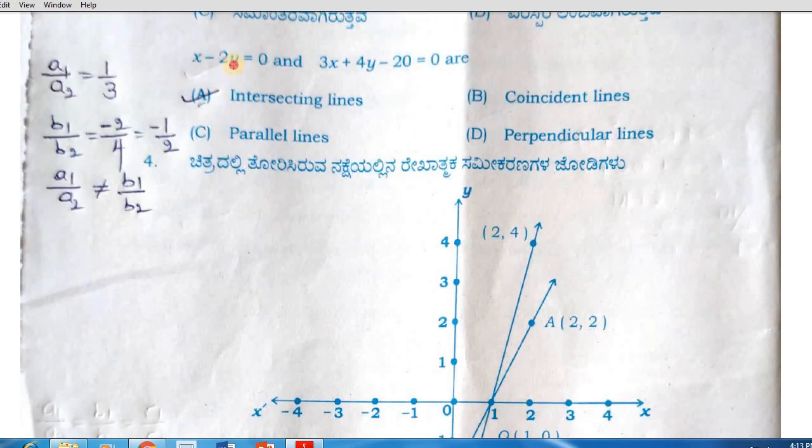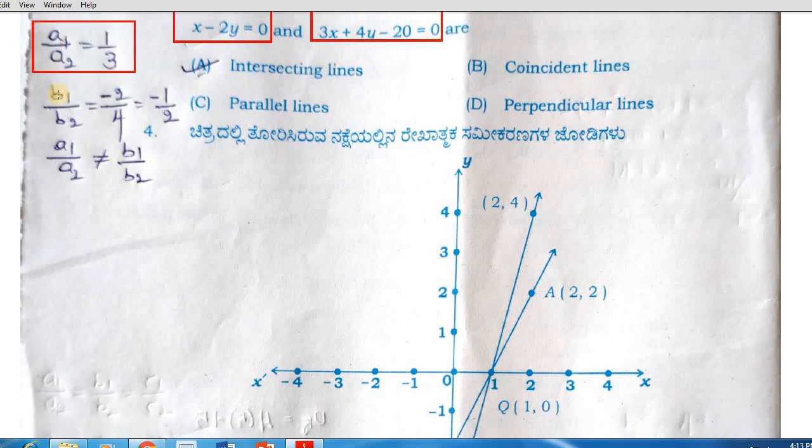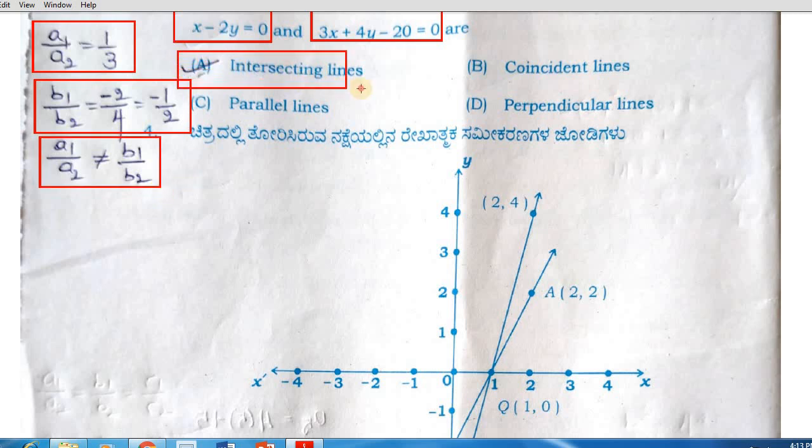Question number 3, children. x minus 2y equals 0 and 3x plus 4y minus 20 equals 0 are... I mean they are asking whether these are intersecting, coincident, parallel or perpendicular lines. So for that we need to find the ratios. See, I found it here. a1 by a2 is equal to 1 by 3. b1 by b2 also we get minus 1 by 2. It means minus 2 by 4, simplify, will get minus 1 by 2. So as you see these ratios, they are not equal. It means a1 by a2 is not equal to b1 by b2, which says these are intersecting lines. Hence for this question option A is right.